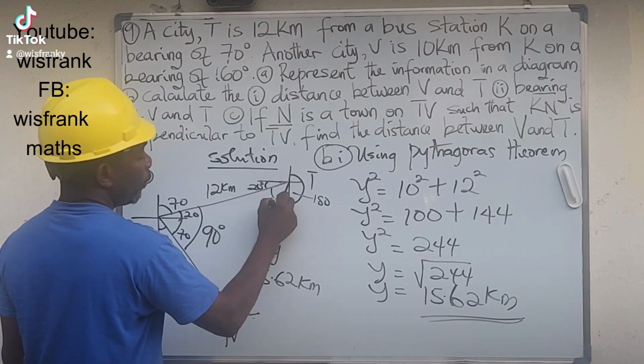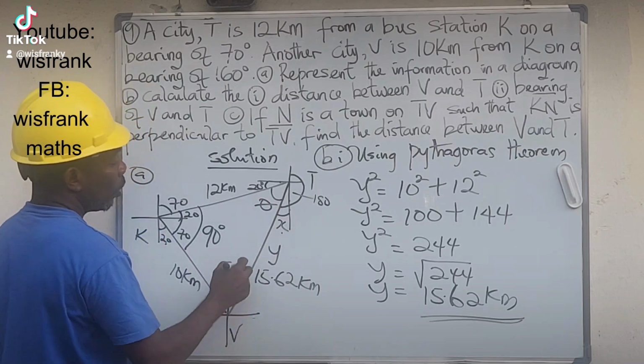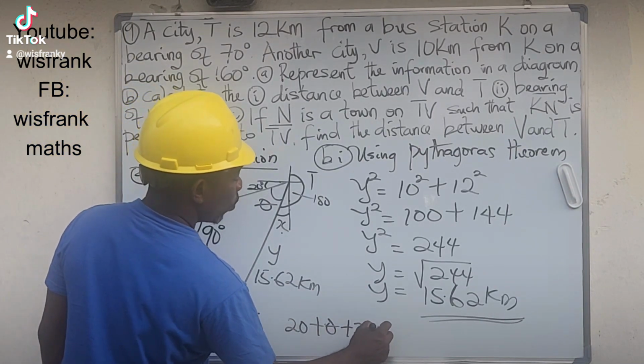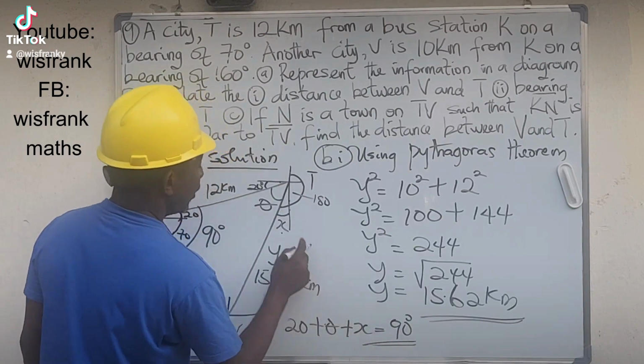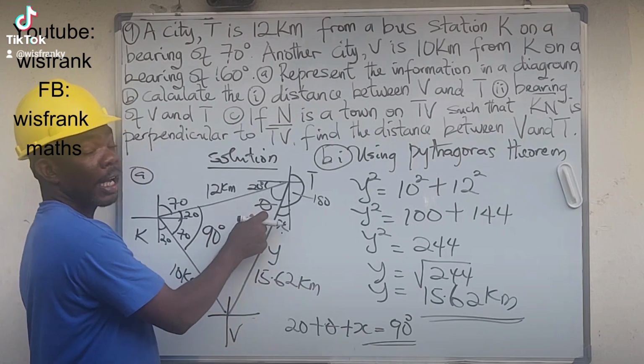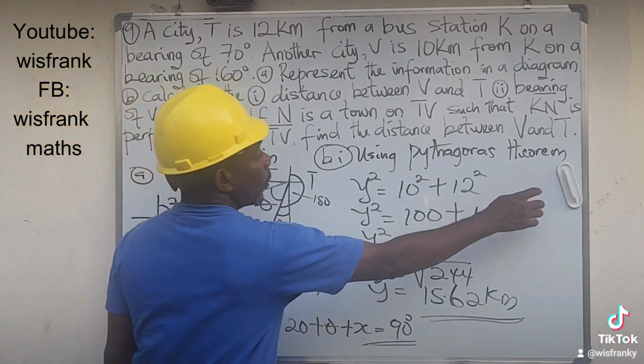That means that we need to find this angle, theta, so that when we add 20 plus theta plus X, it will give us 90 degrees. That is for this point. What we are going to do is to first calculate the value of this angle, theta.